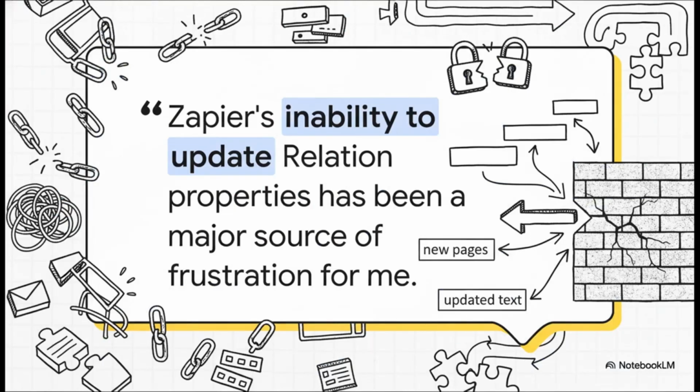And this quote right here from a user on the Zapier forums, man, just hits the nail on the head. It sums up years of frustration. You could do all sorts of things with automation, create new pages, update text, no problem. But you couldn't touch those all-important relational links. It was the one thing you couldn't do, and it just stopped any truly complex automation dead in its tracks.